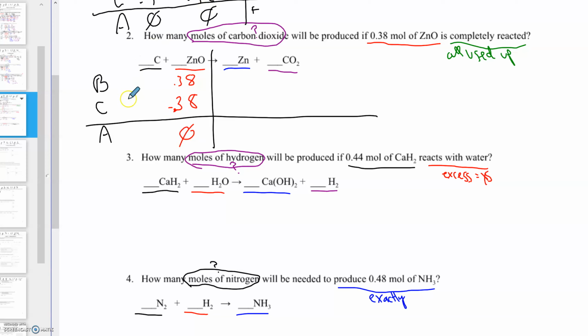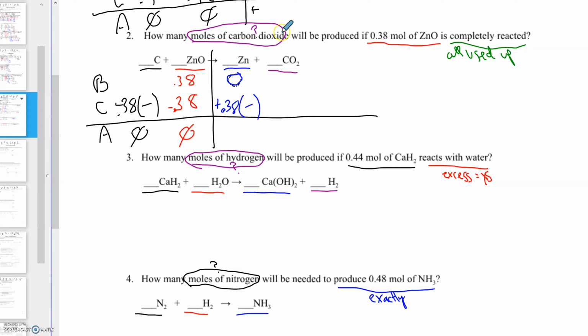Also, for the carbon, we're going to assume that we're going to use up some number. There'll be none left over. And I'm going to be using up 0.38 times the mole ratio. Remember, you've got to balance this to get the right mole ratios. Then over here, before I start, I have no zinc. I'm going to be creating 0.38 times our mole ratio.